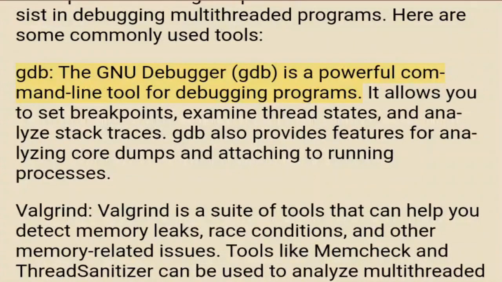GDB. The GNU debugger GDB is a powerful command line tool for debugging programs. It allows you to set breakpoints, examine thread states, and analyze stack traces. GDB also provides features for analyzing core dumps and attaching to running processes.